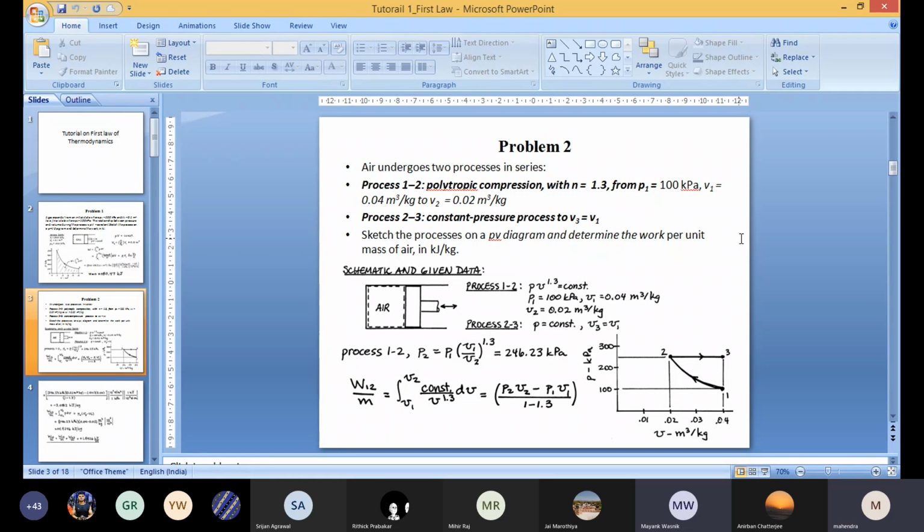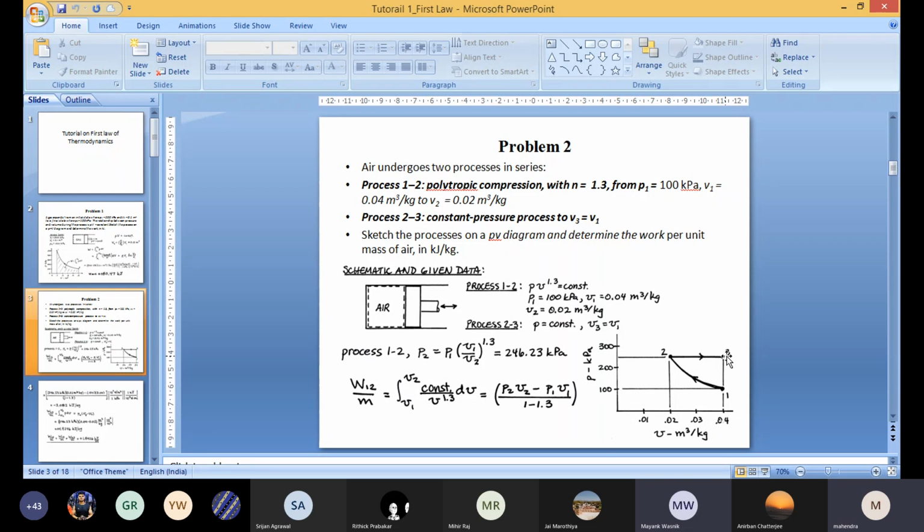So could you able to solve? Okay. So here this problem has two processes. One is this compression process, 1 to 2. That is a polytropic process. That means PV^n equals some value. Here the n value is 1.3. Okay. Then this is 2 to 3. What is this process? Isobaric expansion.